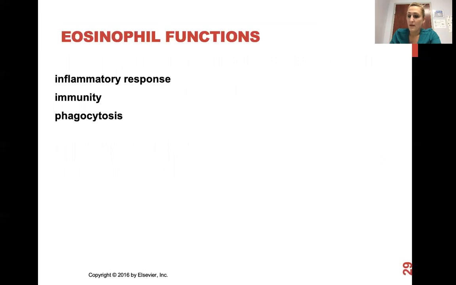Immunity: they play a role in immunity because they can ingest substances associated with immune responses. And phagocytosis, so similar to a neutrophil, but less on bacteria, but eosinophils especially are useful against protozoa and some parasitic worms. So for eosinophils, you'll see an eosinophilia sometimes in an animal that has a high worm burden or severe or chronic allergies.